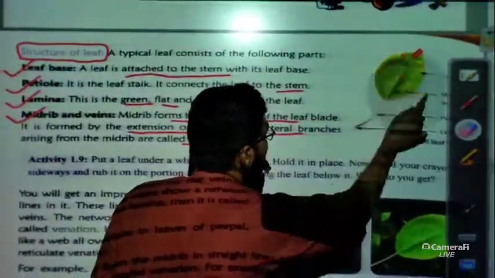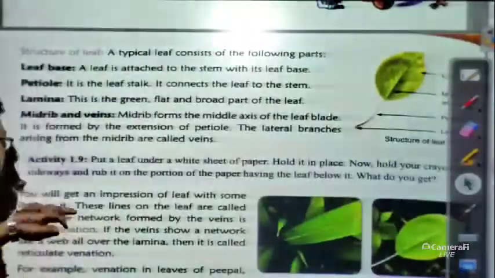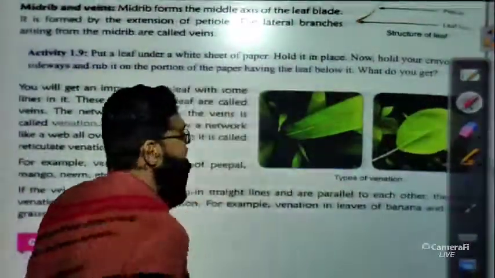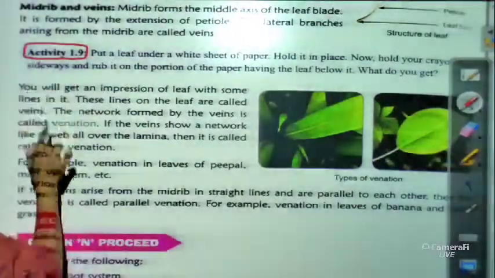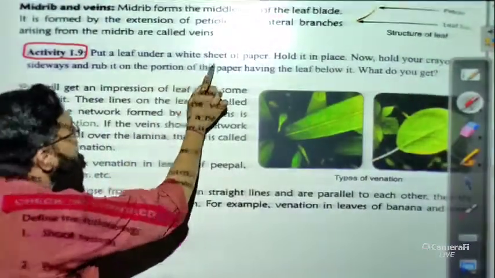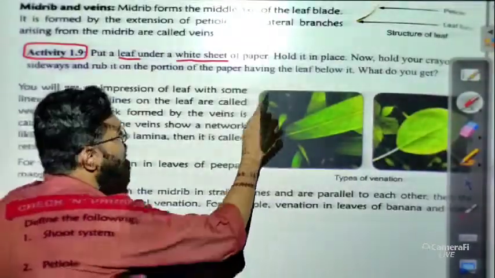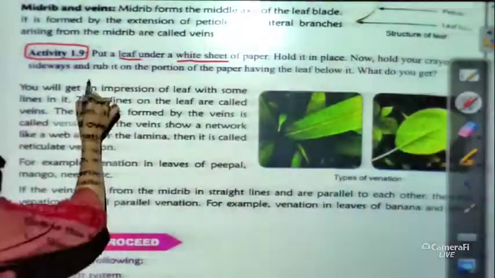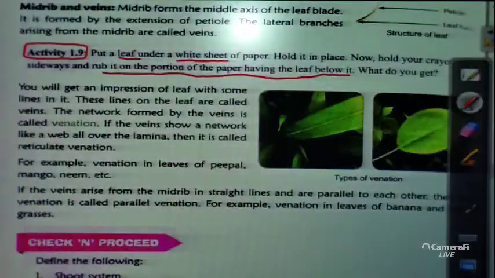Now let us discuss an activity which will clear your concept more. So activity 1.9, let us discuss it. This activity tells us to put a leaf under a white sheet of paper and hold it in place. Now hold your crayon sideways and rub it on the portion of the paper having the leaf below it. So what do you get?